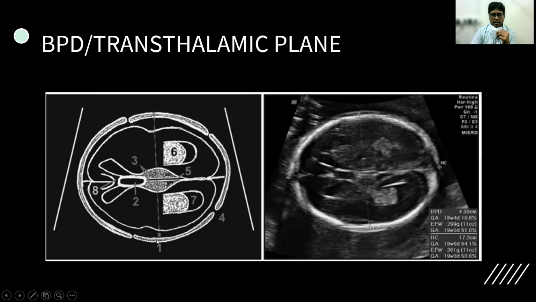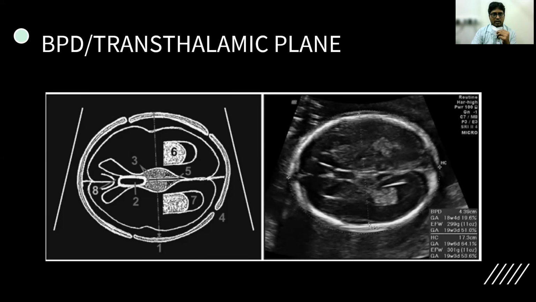Now this is a diagrammatic explanation, and in the corresponding ultrasound image, you can see the arrow shaped structure of the tentorium. You can see two thalami, you can see the midline interhemispheric fissure, and then you can see the cavum septum pellucidum, and the measurement of BPD is done from out to in. Now this is the ideal plane to measure the BPD, and here it is corresponding to approximately 18 weeks 4 days, which is the ideal time for doing a scan to rule out anomaly, or the second trimester anomaly scan.